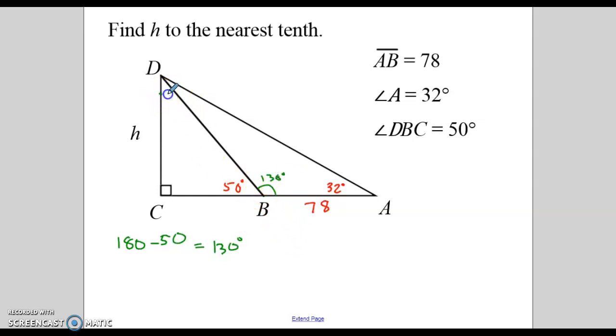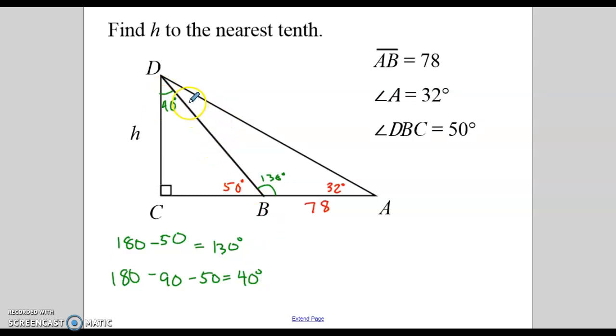Next thing I'm going to do is find this angle right here, because you can see that's a part of a triangle, and all three of these angles need to add up to 180. So I can do 180 minus this right angle here, which is 90 degrees, minus this angle right here, which is 50 degrees, and that leaves me with 40 degrees for that angle right there.